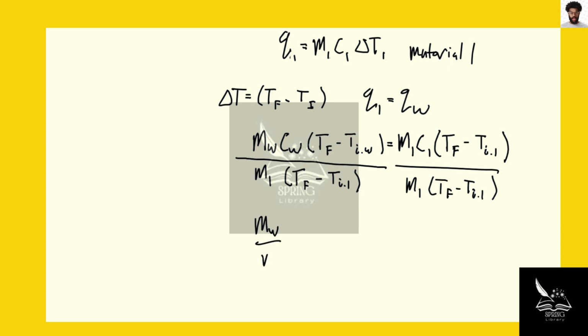MW over M1 times temperature final minus temperature initial water over temperature final, not supposed to be an F there, minus temperature initial material, times the heat capacity of water is equal to the heat capacity of our material.